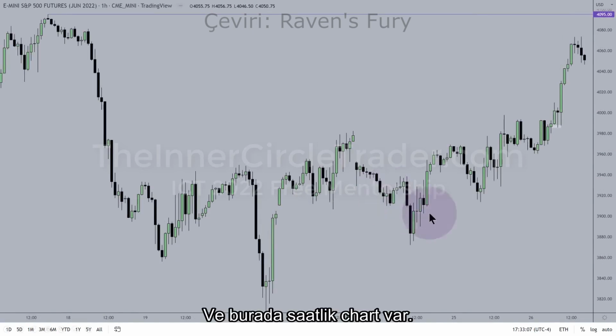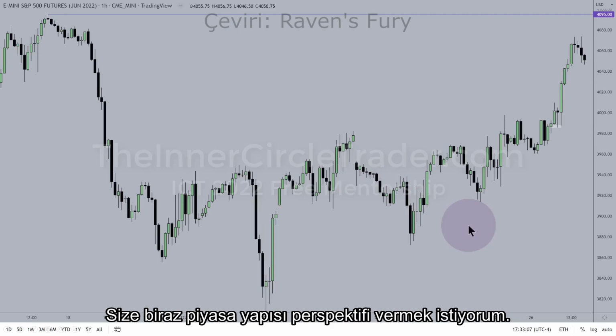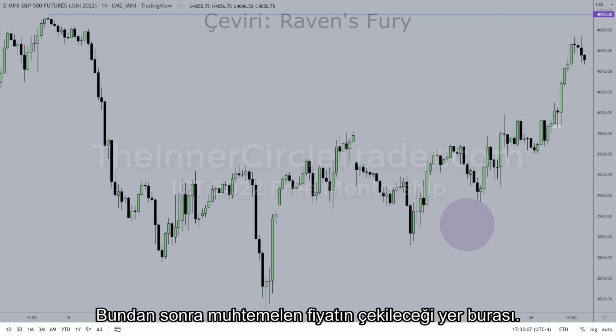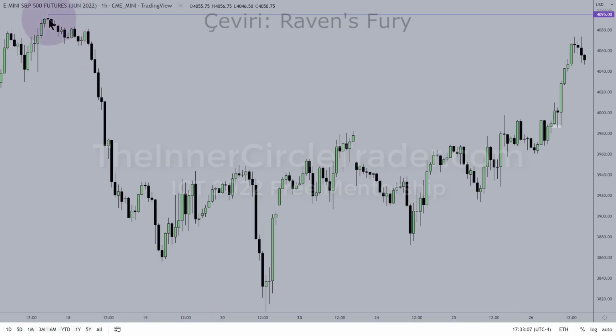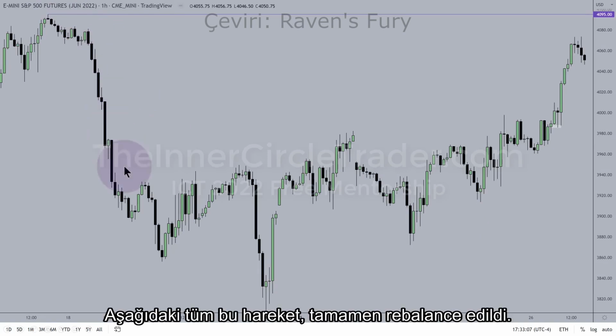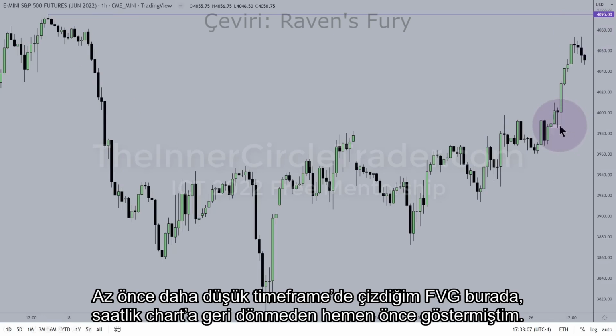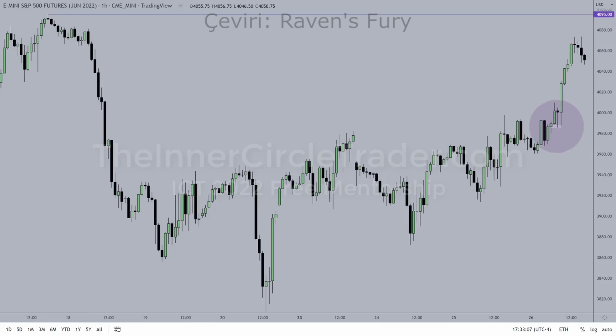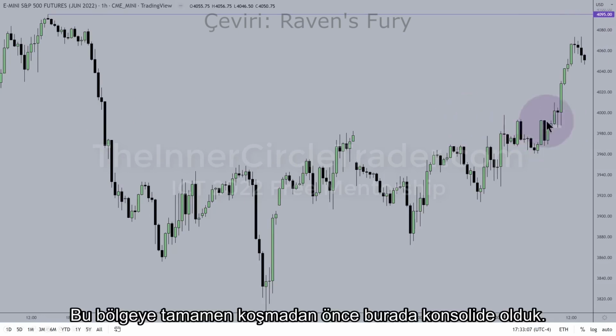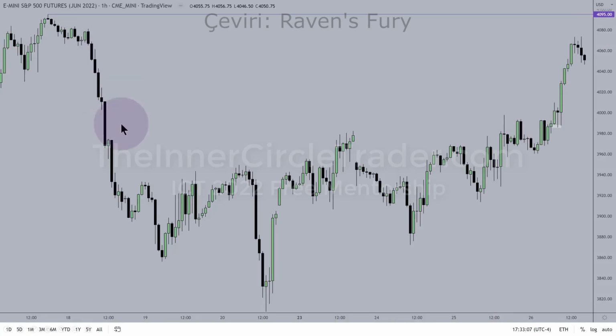And here is the hourly chart. I want to give you a market structure perspective. Here's where it's likely to be drawing to next. All of this movement down here, we completely rebalanced all that. Here is the fair value gap I had drawn on the lower time frame chart just a moment ago before we moved back up to an hourly chart. We have consolidated here ahead of running all the way up into this area here.